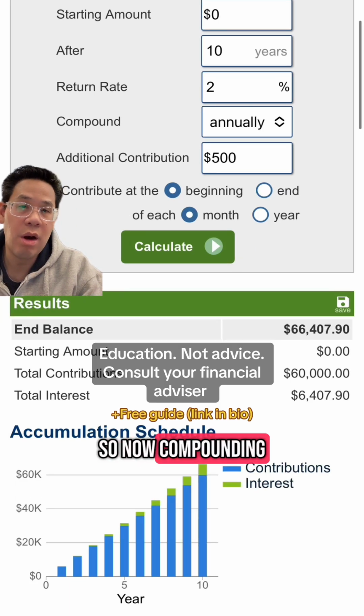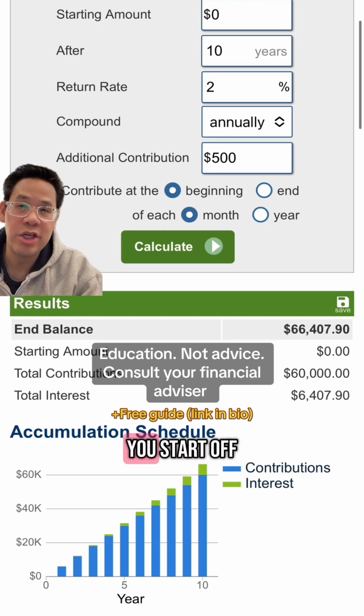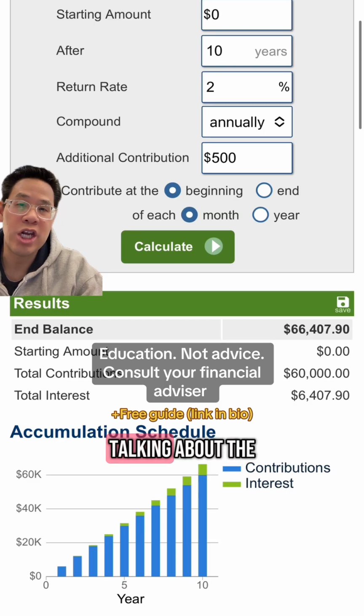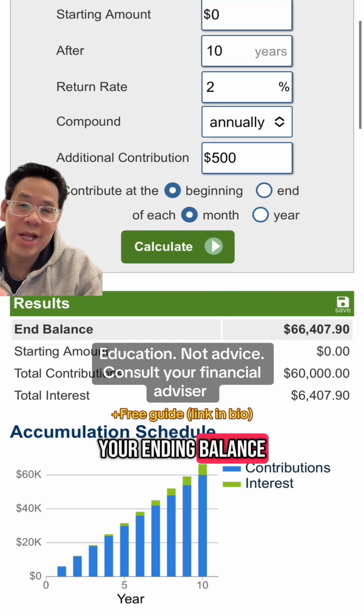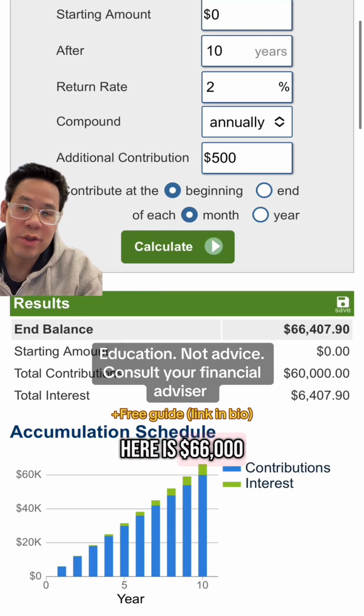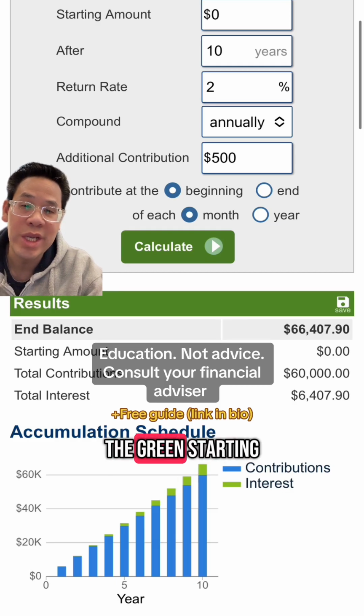So now compounding starts because interest is applied each and every year. You start off with $0. The return rate is 2%. You're talking about the same 10 years, $500 at the beginning of each and every month. Your ending balance here is $66,000, but look at the chart below. It used to be all blue. Now it has a little bit of green that represents interest. The blue are your contributions, but now that you're getting 2% every year, you can see the green starting to add to your return.